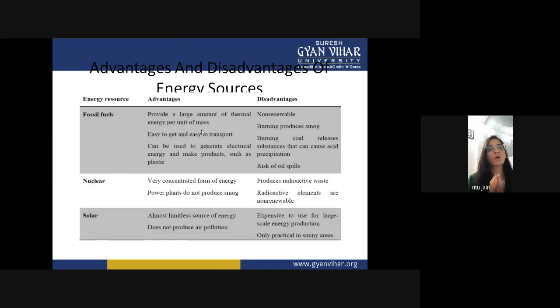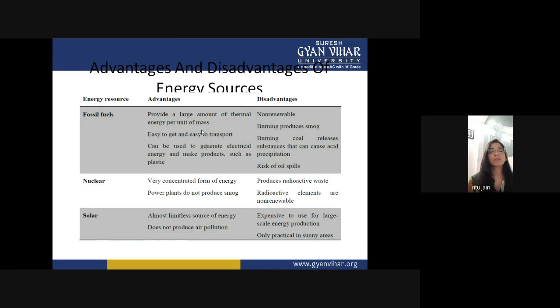Okay, we have already discussed in the thermal power plant how the electrical energy is generated, and how much fuel is required to generate the electrical energy from a thermal power plant. Okay, so it is easy to get and easy to transport. It can be used to generate electrical energy and make products such as plastic.